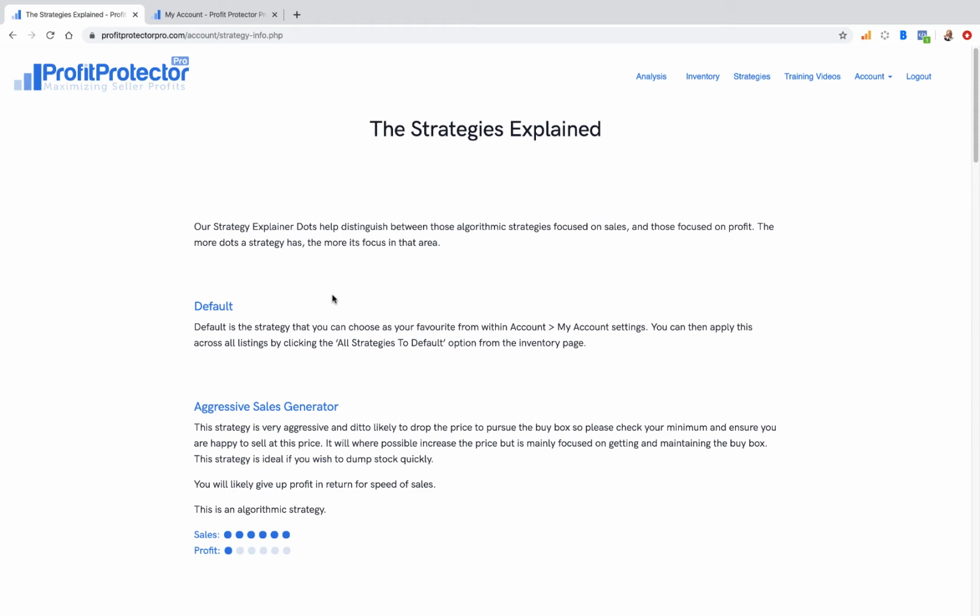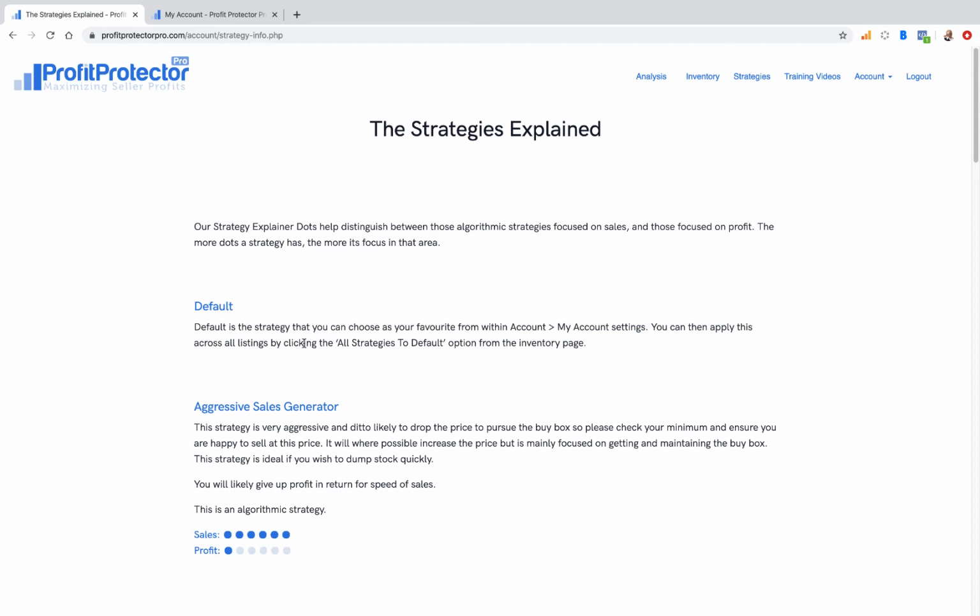Now, the first thing to say is we've put these little dots in place, and this is going to help you work out what each of these algorithmic strategies do. Because these algorithmic strategies have been built by Amazon sellers for Amazon sellers. And that's a huge difference in Profit Protector Pro. It's not just built by SaaS developers, it's built by Amazon sellers who really understand what is needed in these sorts of strategies.